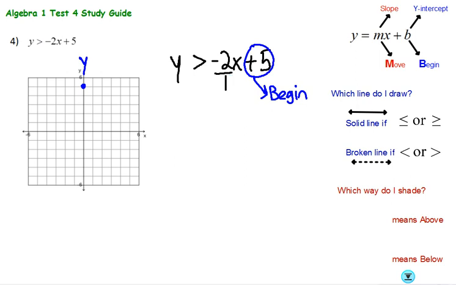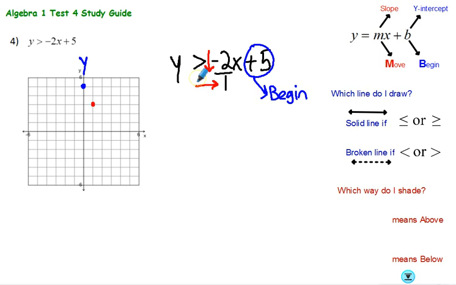All right, so we know that that means that we're going to go down 2 and that we're going to go right 1. So down 1, 2, and then 1 to the right. And there's our point. Now, if it were a line, if it said equals, we'd go ahead and draw a line and we'd be done. But it's an inequality symbol, so we have to decide which way we're going to shade.